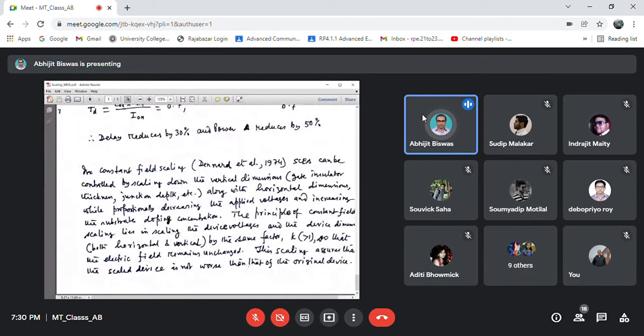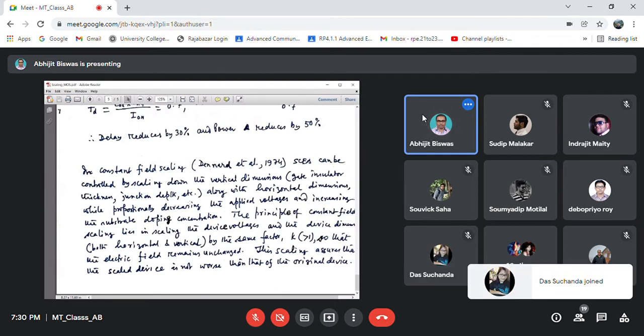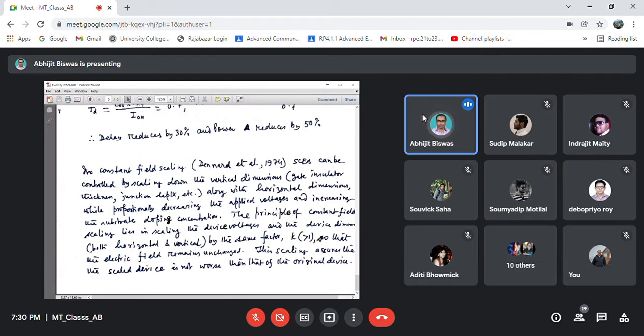So now I come to the constant field scaling. Constant field means electric field inside the device. First, Dennard in 1974 proposed this constant field scaling. That means the field should remain constant within the device. Even if you downscale the device, the field should not get increased. If there is an increase in electric field inside the device, there will be degradation of the performance of the device. That is why he proposed such type of constant field scaling.